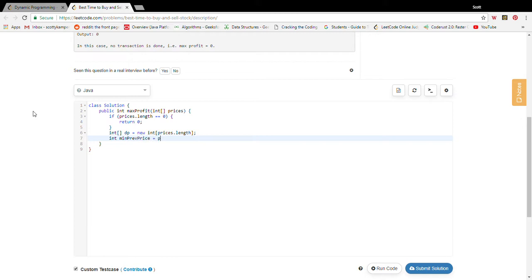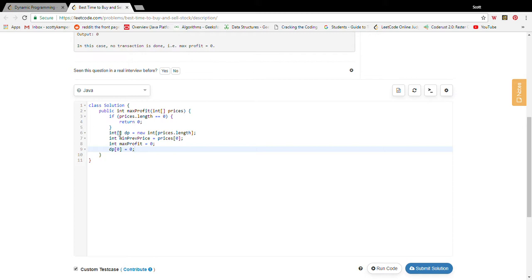And we're going to initialize that to prices of 0. Prices of 0 will be our starting point, because we can't gain any profit on the first day. We're buying and selling on different days in this scenario. So we're just going to initialize these things at the first day. We're going to say our max profit is 0. And we're going to initialize our dynamic programming array of 0 to be 0 as well.